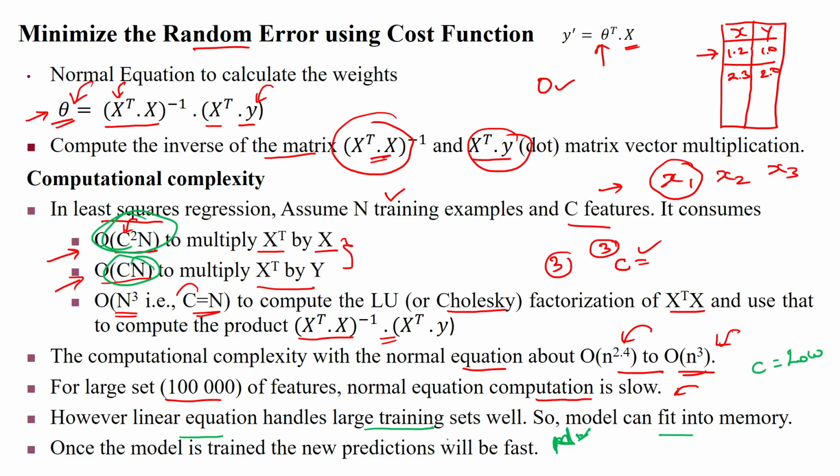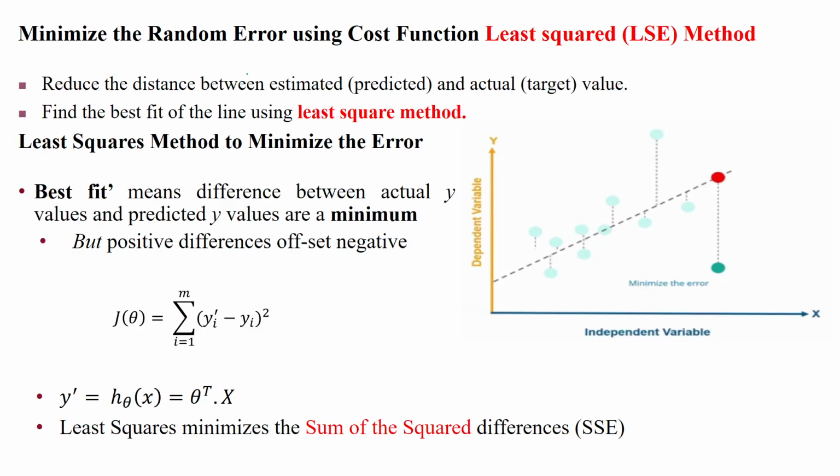Once the model is trained, it will be fast. For the training only it will take more time, but for testing the data points it will take less time. Here we will minimize the error by using the least square error function.